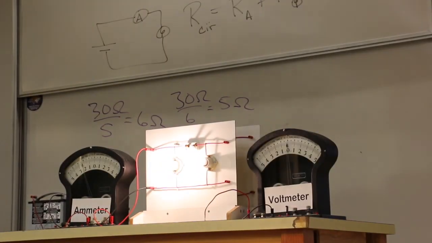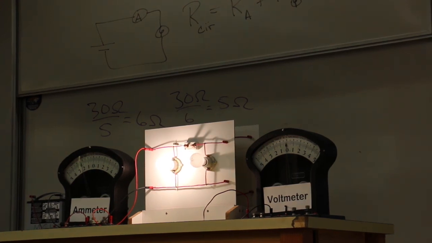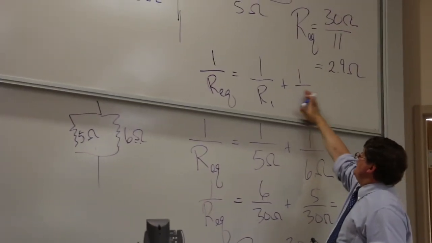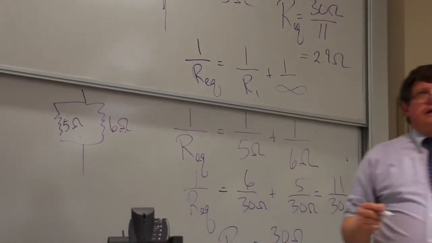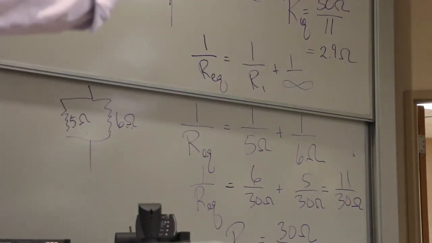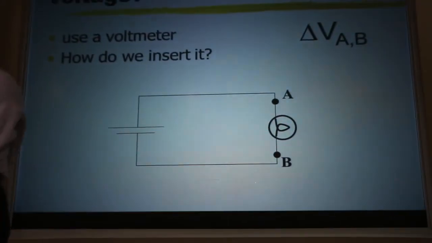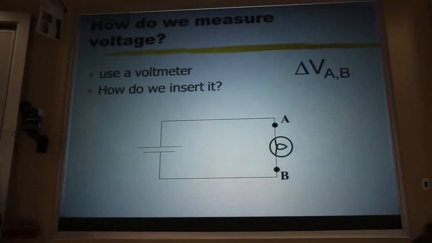If I want to add something in parallel, and I don't want it to significantly affect the circuit, do I want it to be a large resistance or a small resistance? A large resistance, because if this is the voltmeter, and if it had infinite resistance, plug in your calculator, 1 over infinity. What do you get? 0. And so suddenly it drops out of the equation. It doesn't add anything to the equivalent resistance. So when I'm adding a voltmeter, I want it to be a huge resistance.